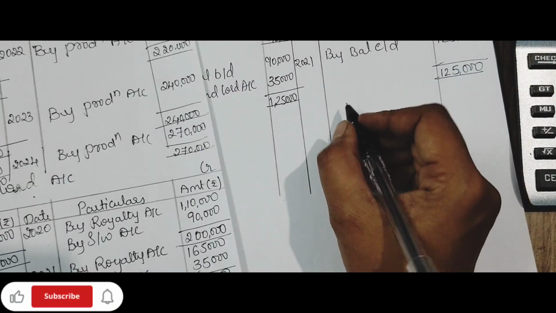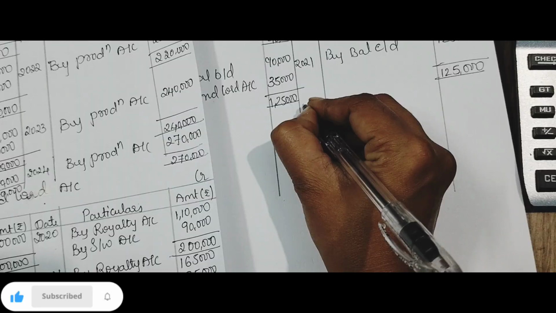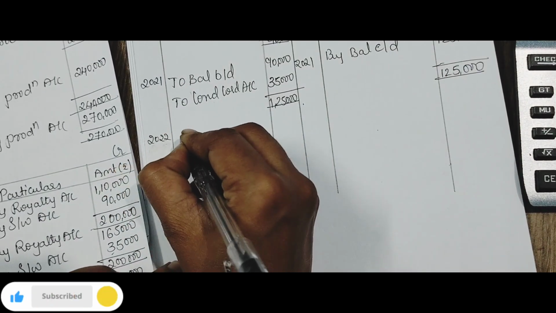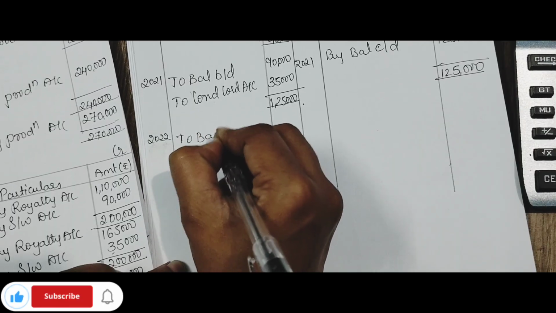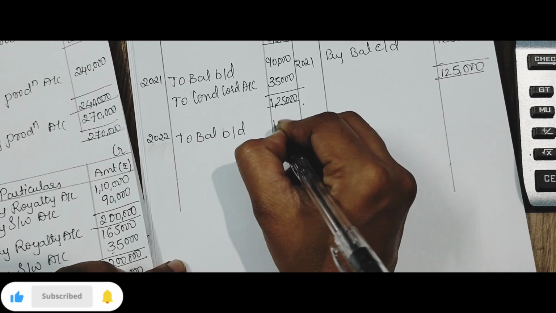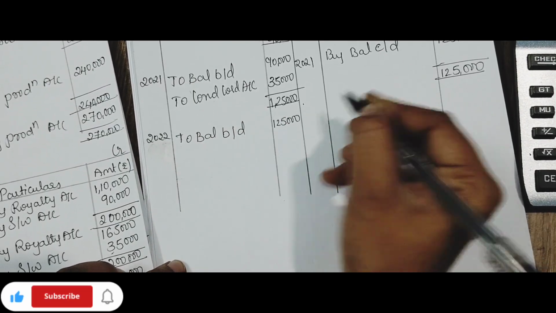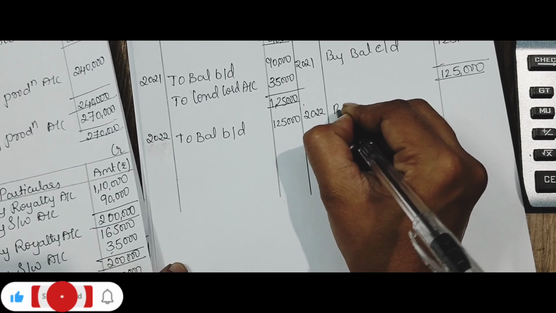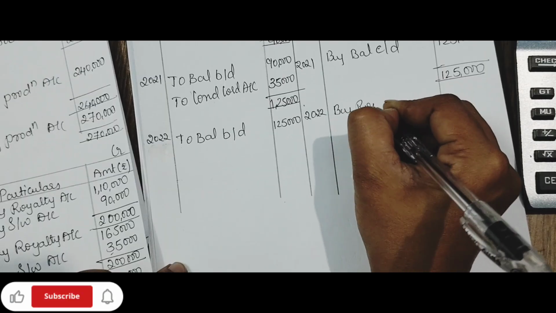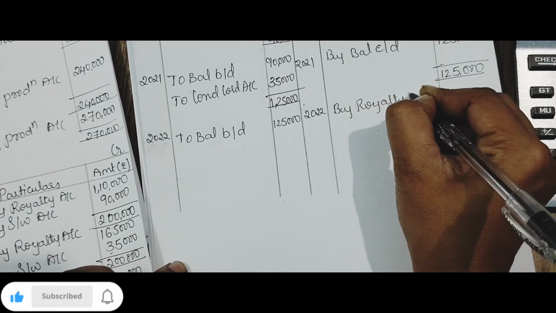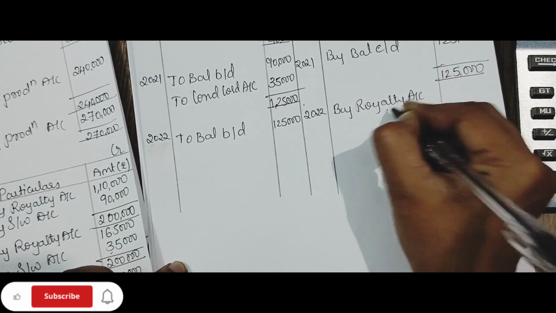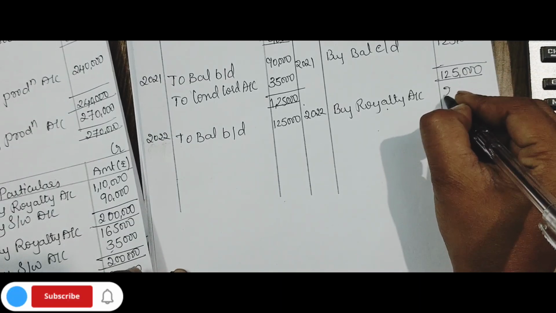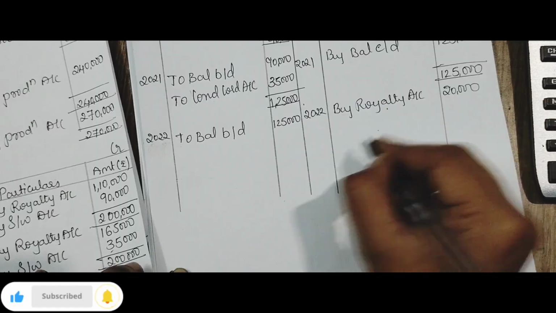So what you have to do? You need to credit the royalty account. First we will bring down for the year 2022 the balance brought down 1,25,000. 2022 by royalty account, royalty account, short working, recovered. This is the recovered amount. For the third year, you have recovered 20,000.